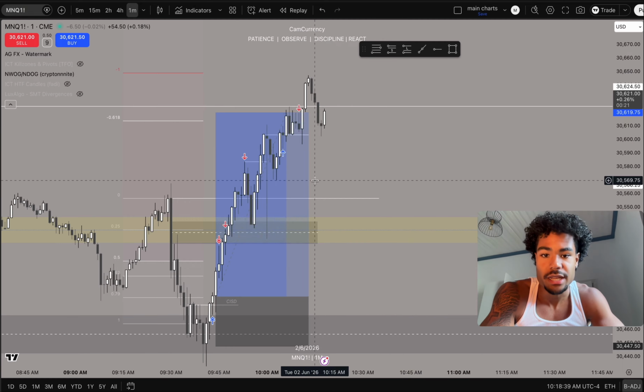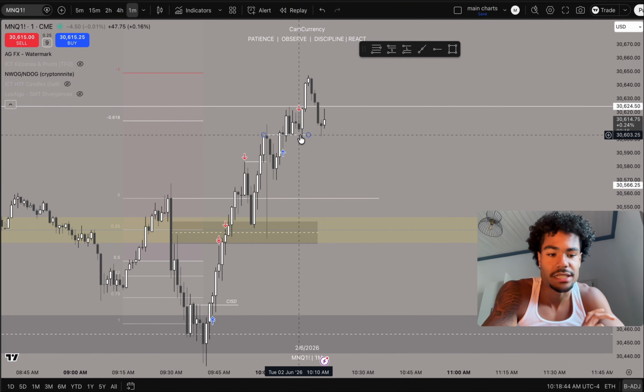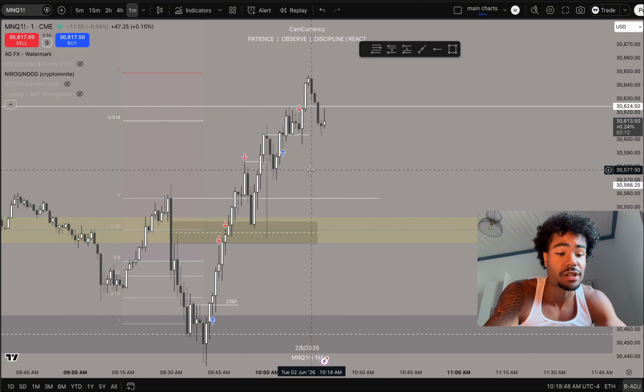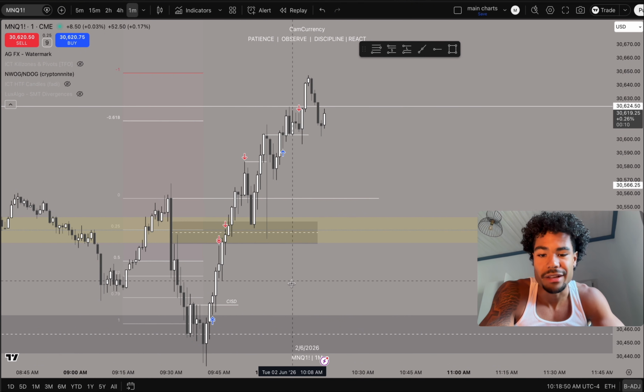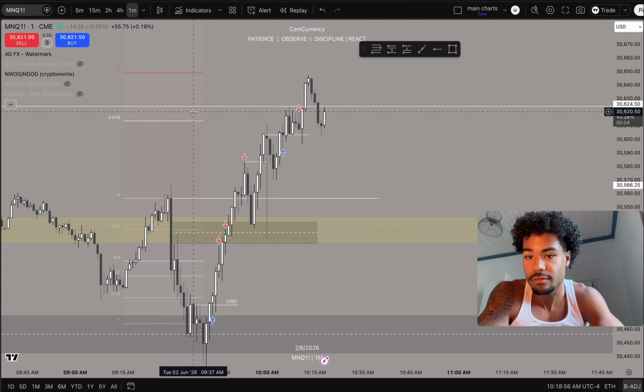be protected. And then we also got the body close above, kind of like the continuation CISD, if that makes sense, where we just make a higher high. So I'm like, all right, I'm pretty confident that this low is protected. My fill is all the way down here. I can enter this trade basically taking a whole other position, targeting this white line.